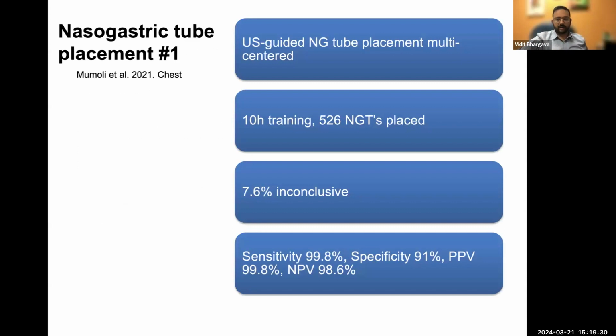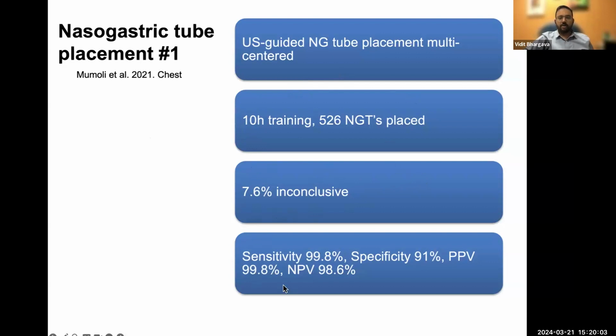This first one was published in 2021 in Chest, with very robust methodology. This was a multi-centered study, if I remember correctly, that included 8 centers. Everybody did about 10 hours of training on the same content, and then a total of 526 nasogastric tubes were placed. Even with such a robust training process and methodology, at least 7 to 8% of the time, they could not figure out where the tube was.